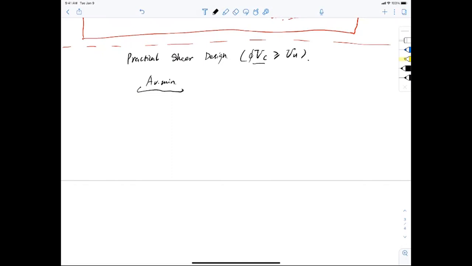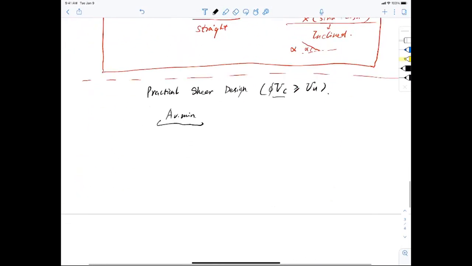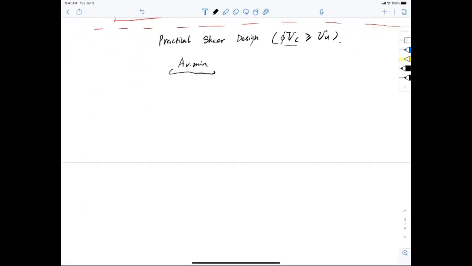What if I don't need any stirrup by theoretical calculation? The theory says I need to find out whatever in VS. But if phi VC is already greater than VU, what's the point? That's the question. So ACI says, I don't care. You've got to put some steel in it. I cannot have plain concrete sitting there alone. Just can't, for safety concerns.